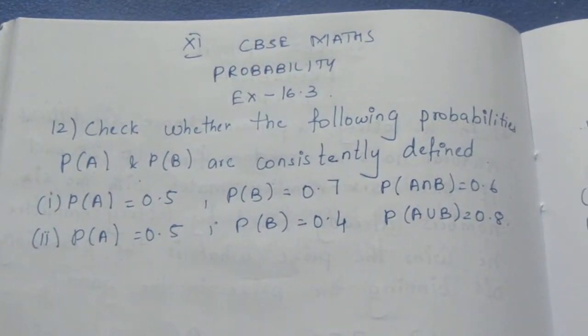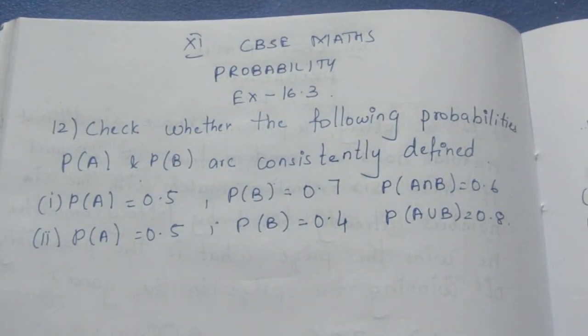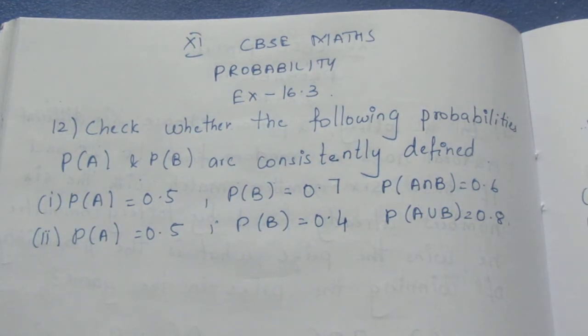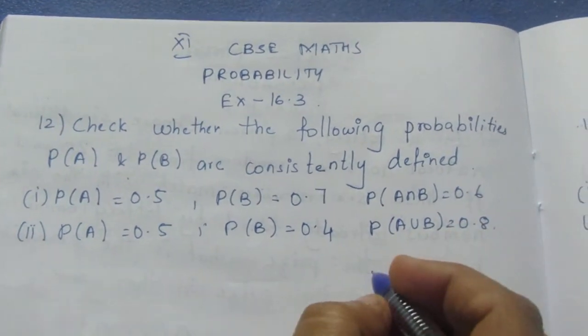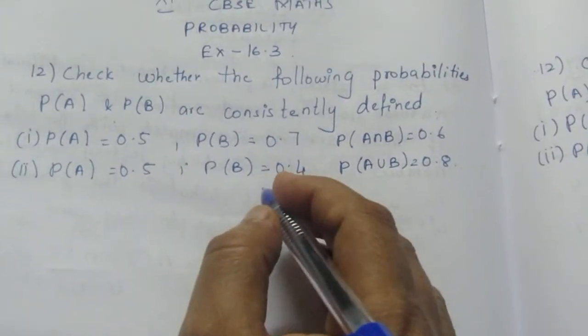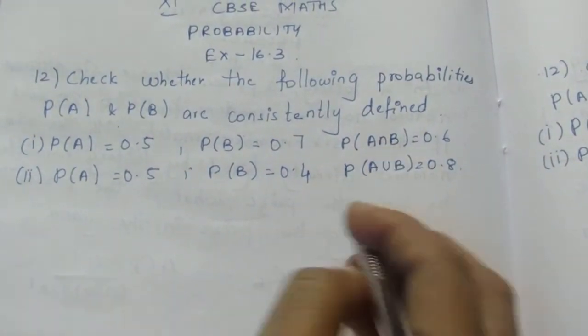Today we are going to see 11 CBSE Maths Probability Exercise 16.3 question number 12. Let's see the question. Check whether the following probabilities P of A and P of B are consistently defined. Consistently defined means it should be a probability. If it is possible or not, we need to find. Let me explain, because here P of A, P of B, P of union, intersection are all given.